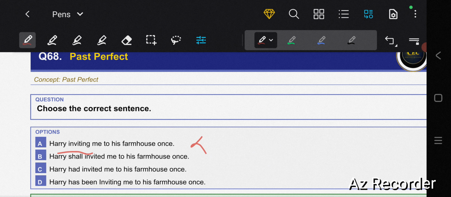Sally invited. So this is the future. Harry had invited me. Has been in present. So option C is the correct one. Option C is the correct one.